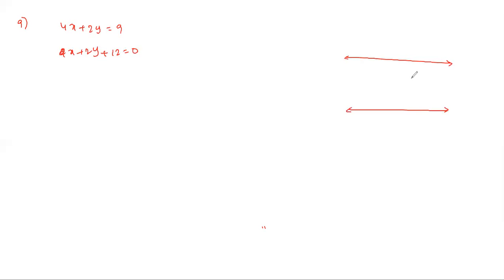So line L meets the lines at P and Q. And O, the origin, is a point on this line. If you observe here, one constant is negative, one constant is positive, which means it lies between the lines. The origin lies between the lines only. So whatever we have to find is on PQ.